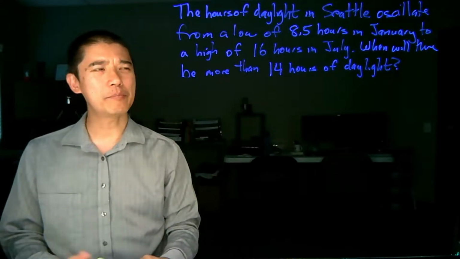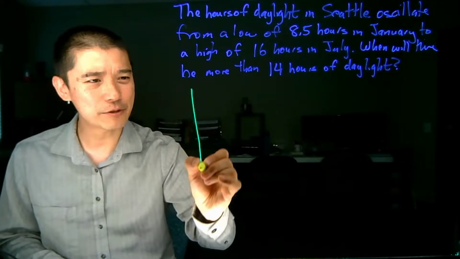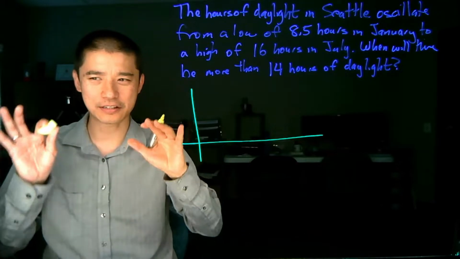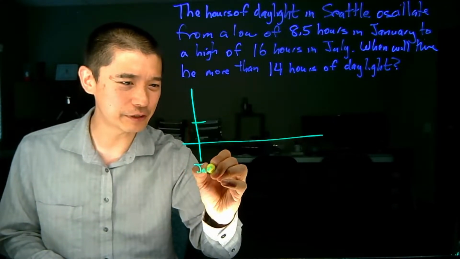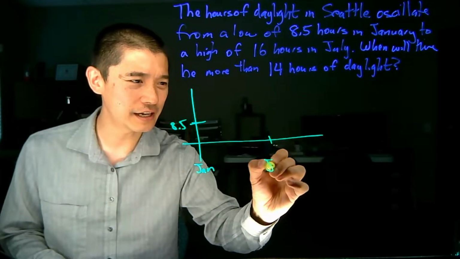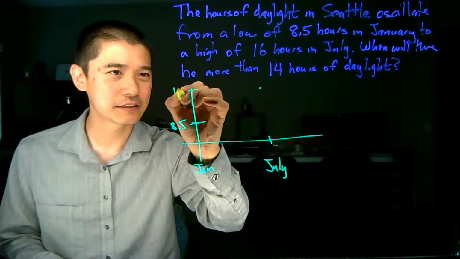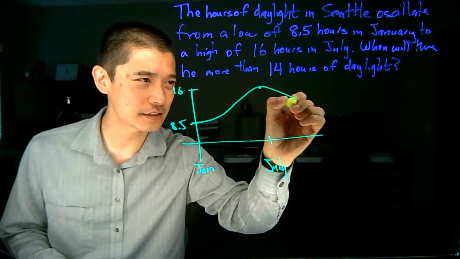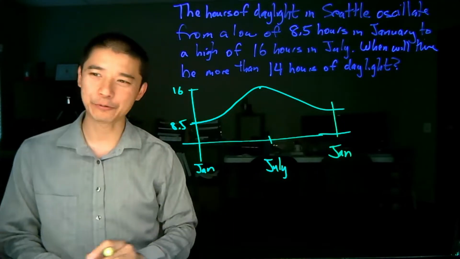Now we need to draw a picture. But what does a picture of this look like? In this case, we're representing information. So this isn't geometric information. This is just information. So we have in January, let's put January here, there's a low of 8.5, and then somewhere in July, we have a high of 16. And the amount of sunlight oscillates and goes back down again, and then the next January it repeats.